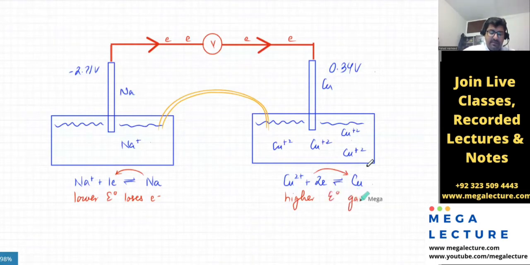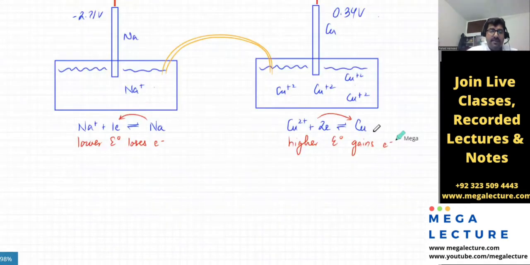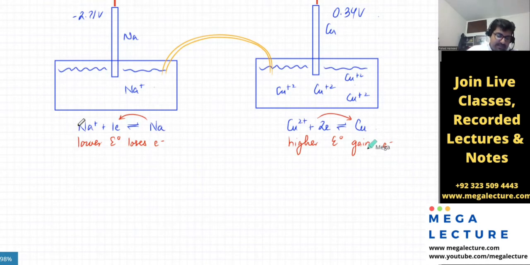That's it. So now you know what each of the electrodes would do. Lower E0 loses electrons, higher E0 gains electrons. So instead of them being at equilibrium, they're no longer at equilibrium. This is losing and this is gaining. That's it. And you can write the overall reaction that is happening. Yahan pe kya ho raha hai? Sodium is turning into sodium ions. So I'm going to write this equation.